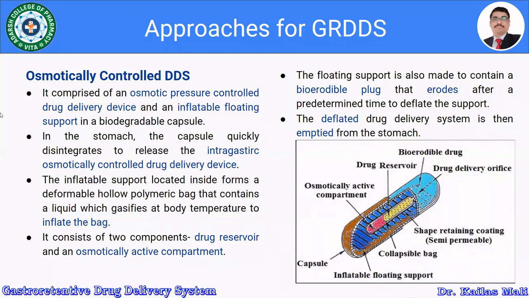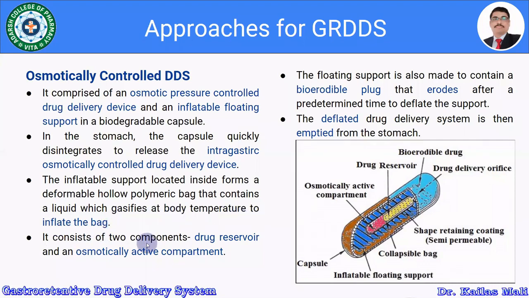Okay, so it comprises an osmotic pressure controlled drug delivery device and an inflatable floating support in a biodegradable capsule. In the stomach, the capsule quickly disintegrates to release the intragastric osmotically controlled drug delivery device. This whole device is going to be released into the stomach. The inflatable support located inside forms a deformable hollow polymeric bag that contains a liquid which gasifies at body temperature to inflate the bag.